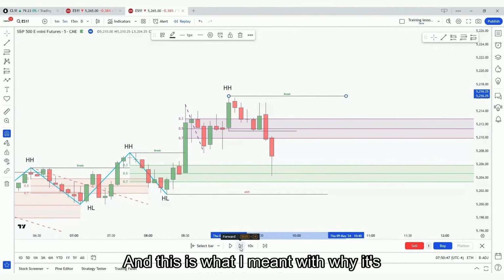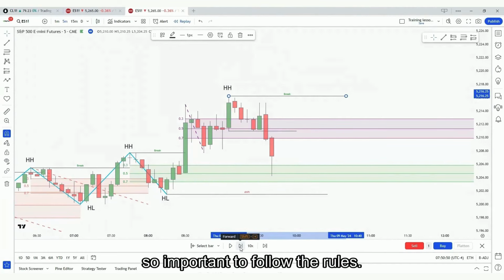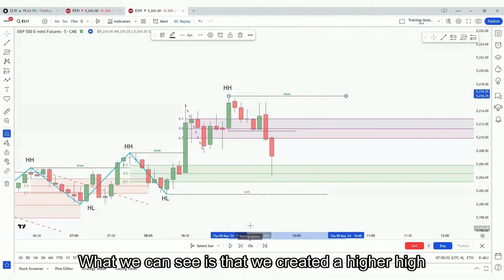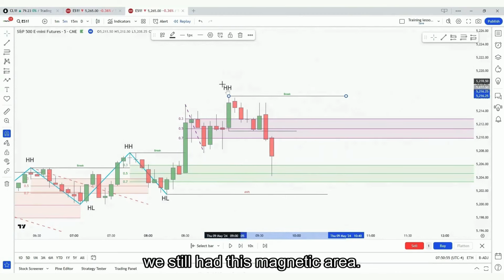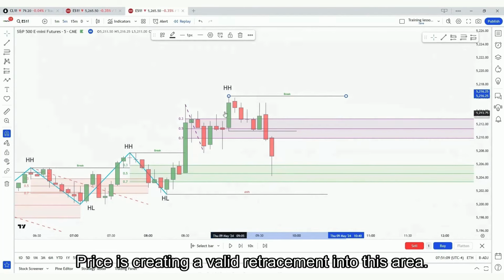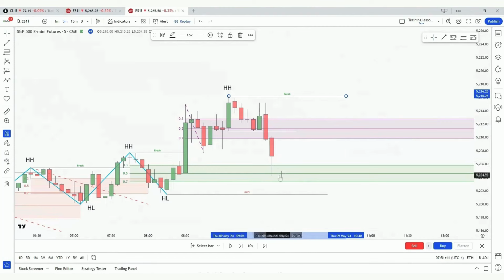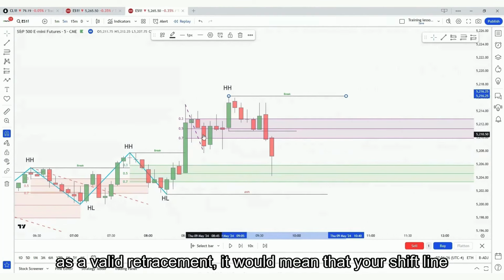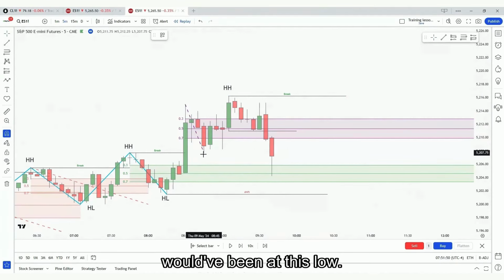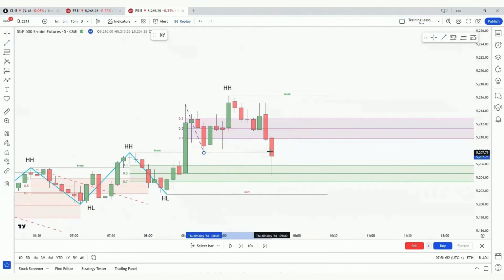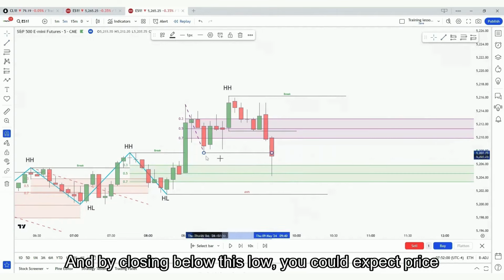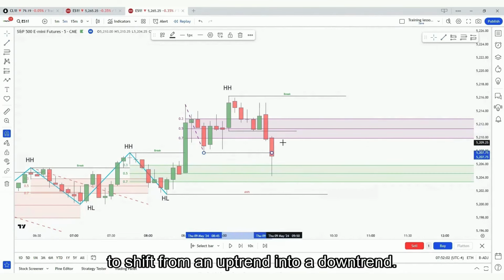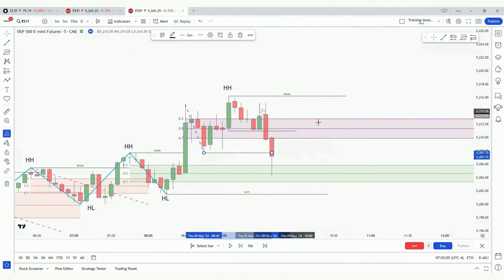And this is what I meant with why it's so important to follow the rules. What we can see is that we created a higher high. We still had this magnetic area. Price is creating a valid retracement into this area. And if you would have marked this one, this purple area, as a valid retracement, it would mean that your shift line would have been at this low. And by closing below this low, you could expect price to shift from an uptrend into a downtrend.